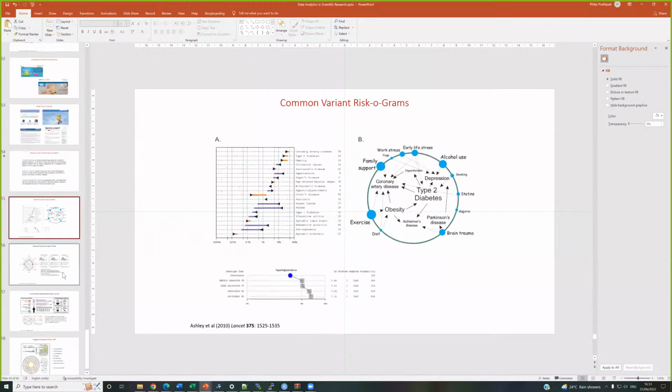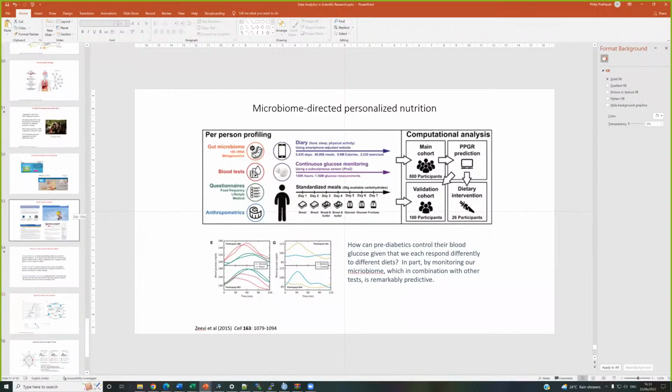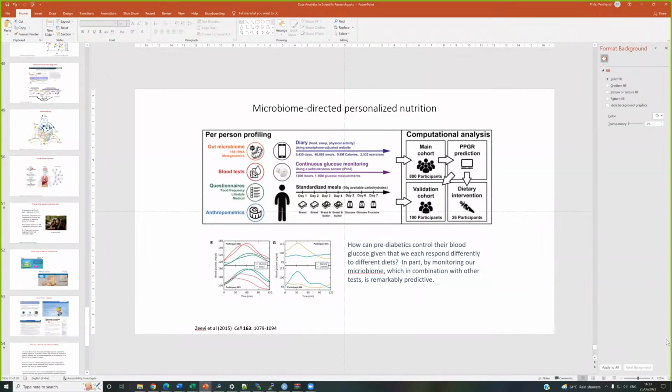So I hope you understand, right? In genomics, finally, genomics also can give you drug targets.